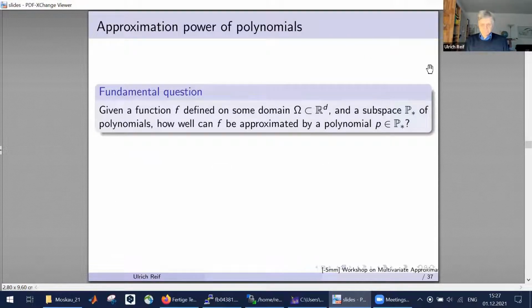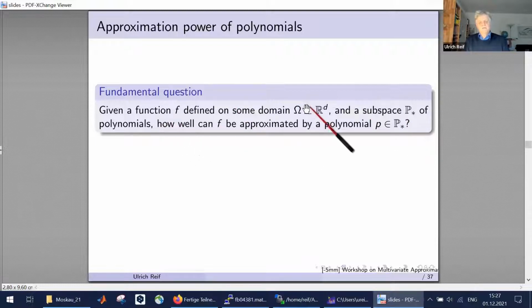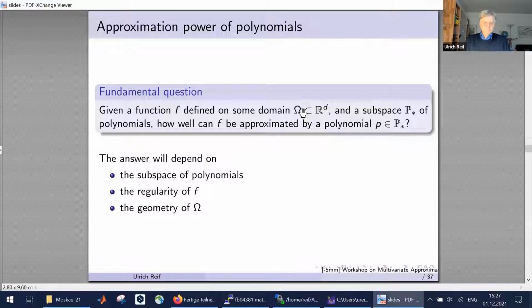Okay, next part of the talk. If we are not interested in interpolation, but simply in the question, how well can a given function f, defined on some domain omega, how well can this function be approximated by a polynomial? No matter how you compute that, what is possible? The answer to this question will depend on the subspace of polynomials which you choose. It will depend on the regularity of f, and of course on the geometry of the domain.